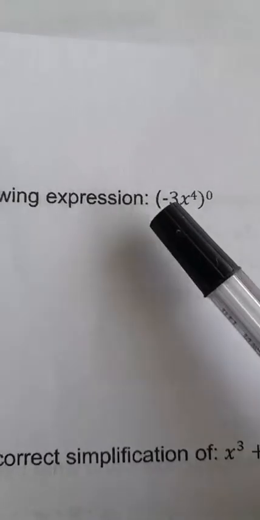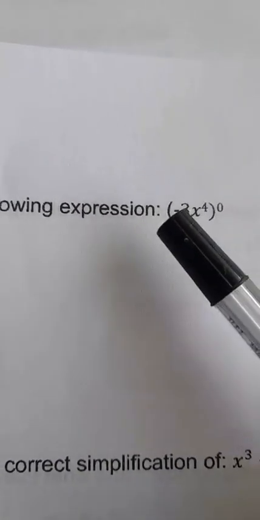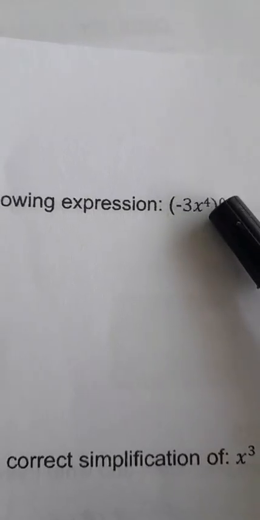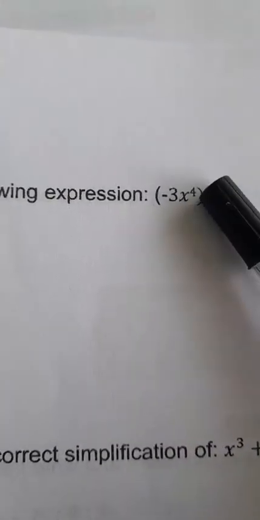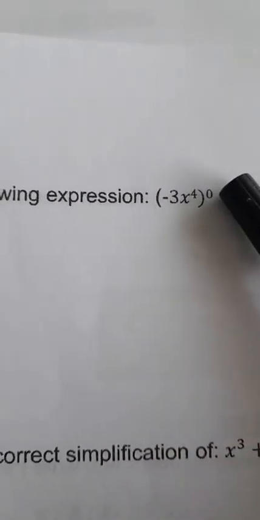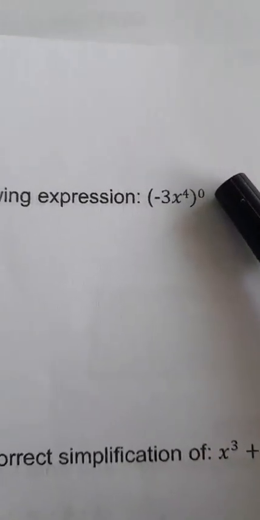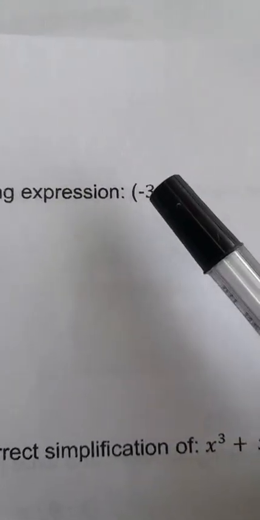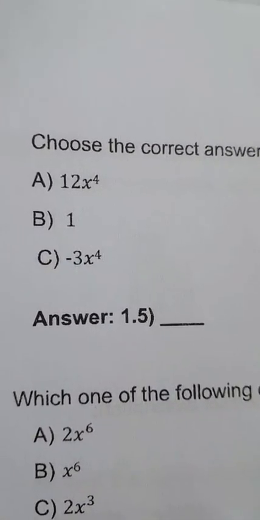And what is the relationship between the negative sign, the coefficient, and x? These are all multiplied to each other. And everything inside the bracket is raised to the power 0. So what's minus 3x to the power 4, to the power 0? What is anything raised to the power 0? Anything raised to the power 0 is equal to, let's look at the options. Is it 12x to the power 4?